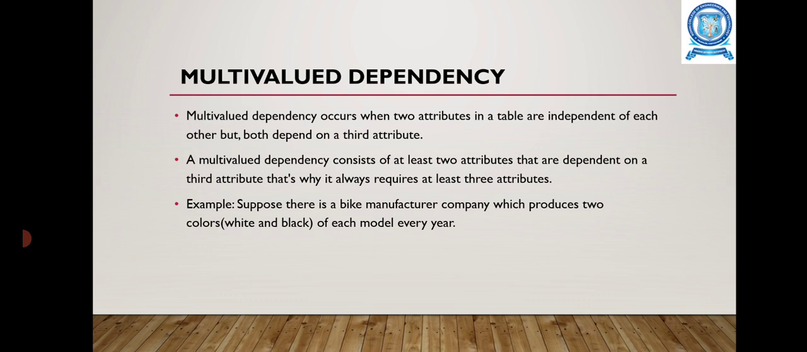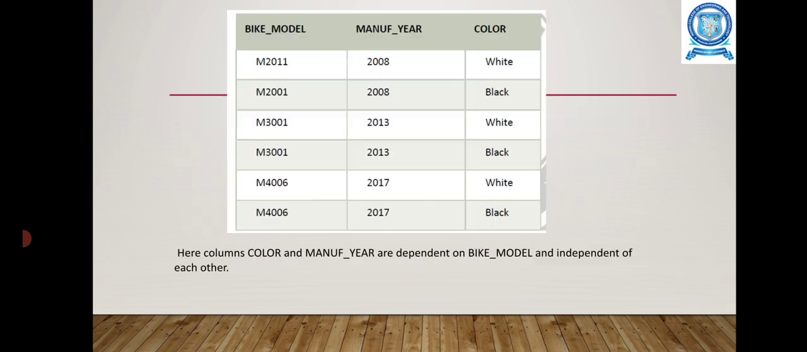For example, suppose there is a bike manufacturer company which produces two colors, white and black, of each model every year. This is the table. Here the columns color and manufacturing year are dependent on the bike model. That means the bike model, manufacturing year, and color are independent of each other, but color and manufacturing year depend on the bike model.